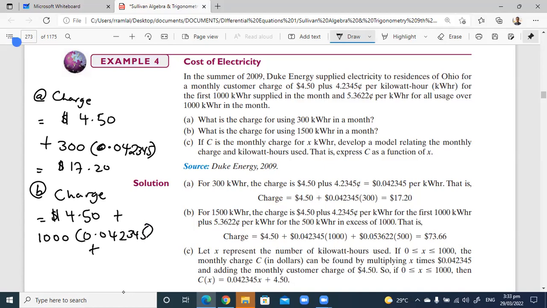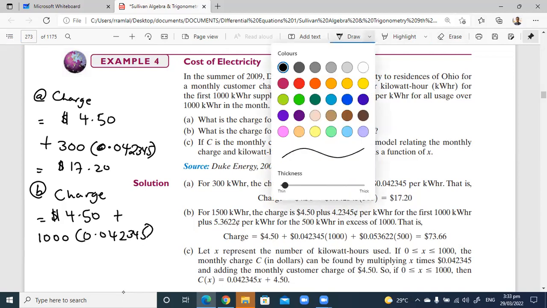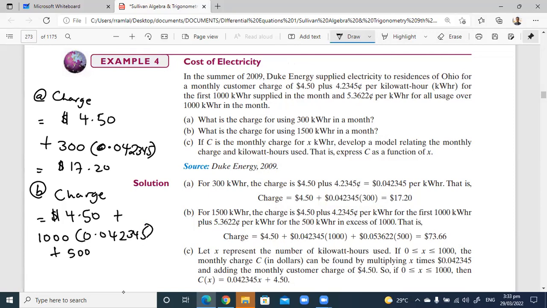So you're paying 4 cents for the first 1,000 per kilowatt hour. And then how much did you burn? 1,500. So how much over 1,000 do you have? You have to take 1,500 minus 1,000. That would be what? 500 over. Right? So you're paying 500 kilowatt hours at the higher rate. So let's write that down.